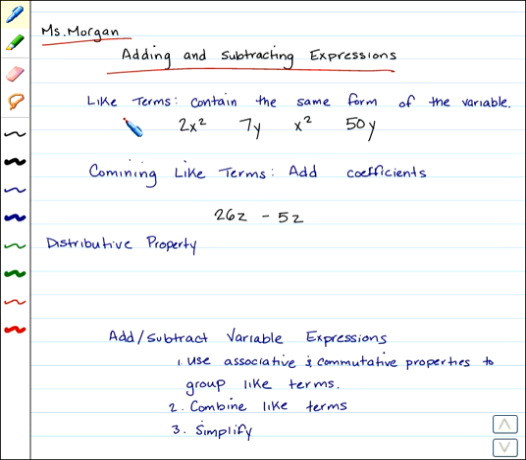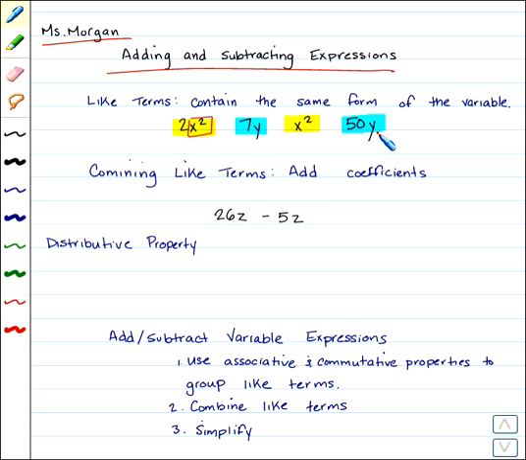So the first thing we want to talk about are like terms. Now, like terms are terms that contain the same form of the variable. So we know that our number in front of our variable is called the coefficient. Then we have our variable. Now here, the form of the variable is x squared. So we want to find the like term. So we have 2x squared and x squared because they both have the same form of x. Now we have 7y and 50y because they both have the same form as y.